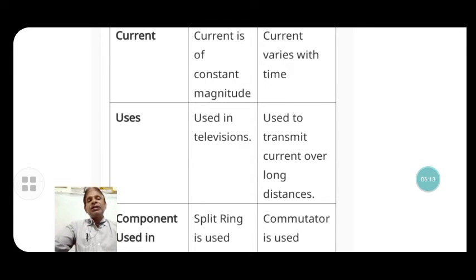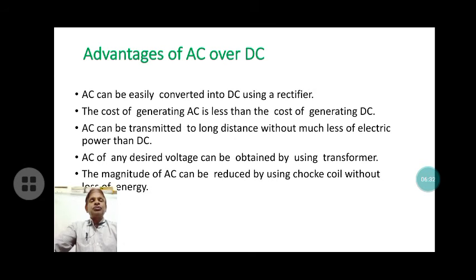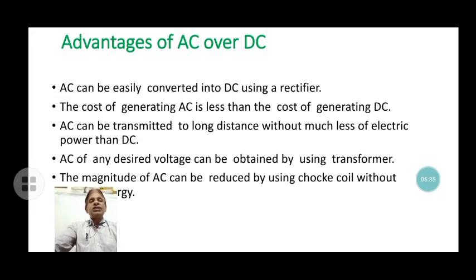For the generation of DC current, a split ring is used, but in the generation of AC current, a slip ring is used. Those are the basic differences between AC current and DC current. In the next video, we will discuss the basic advantages of AC over DC.